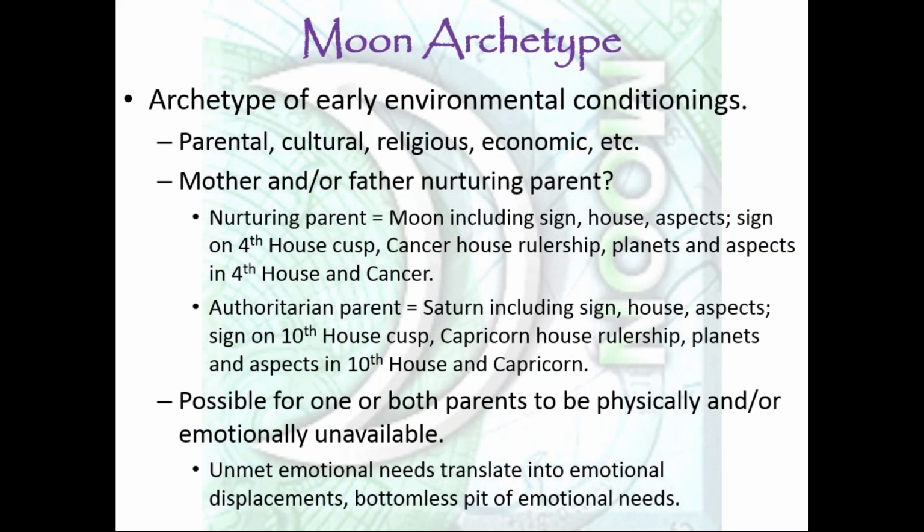Now, in its totality, this will include the Moon by the sign it's in, whatever house it's in, and whatever aspects it makes. Add on to that what sign is on the 4th house cusp. Are there planets in the 4th house? Do they make aspects? What house or houses does the sign Cancer rule? Are there planets in Cancer? Do they make aspects? All that together is going to be what we know as the nurturing parent.